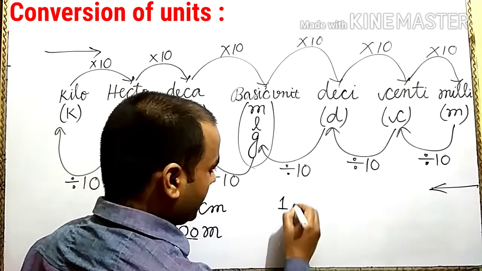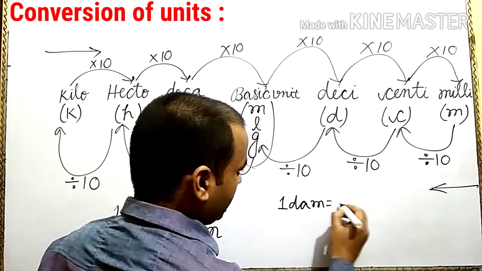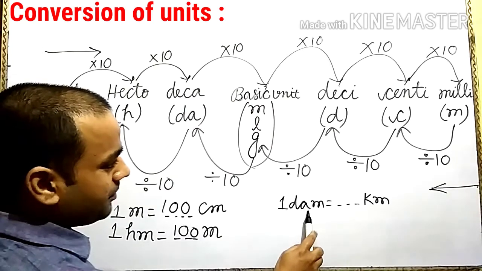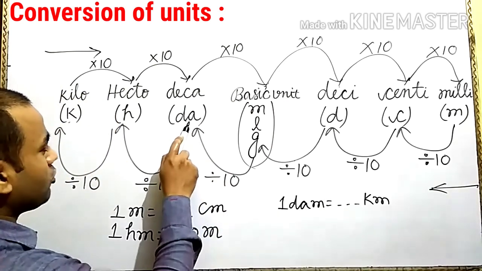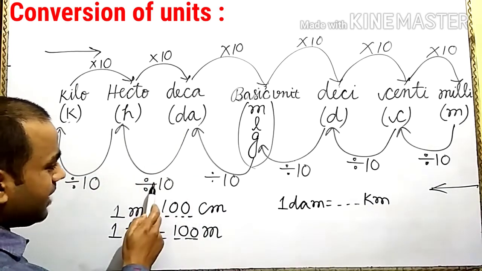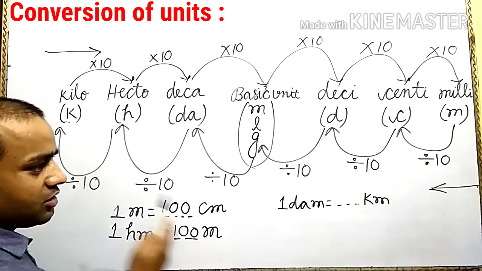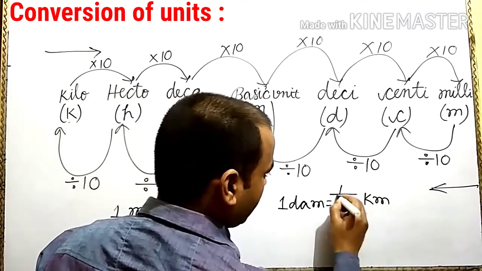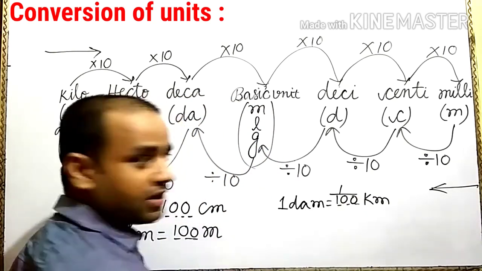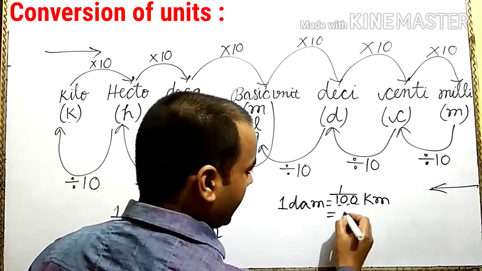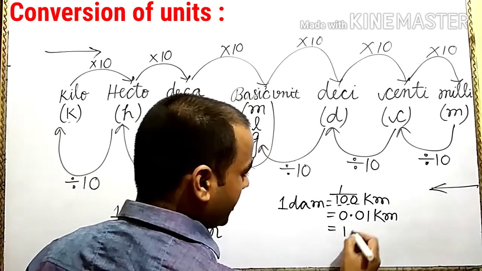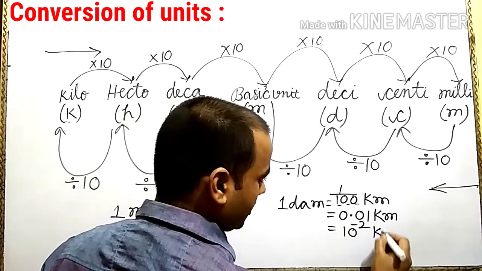Next example, 1 decameter is equal to blank kilometer. Here we go from decameter to kilometer. Deca, going right to left. How many steps? 1 and 2. So divide by 10, again 10. So we divide by 100. Means 1 decameter is equal to 1 upon 100 kilometer. In other words, we write 0.01 kilometer. In other words, we write 10 to the power of minus 2 kilometer.